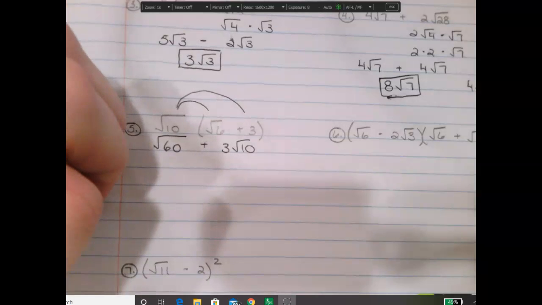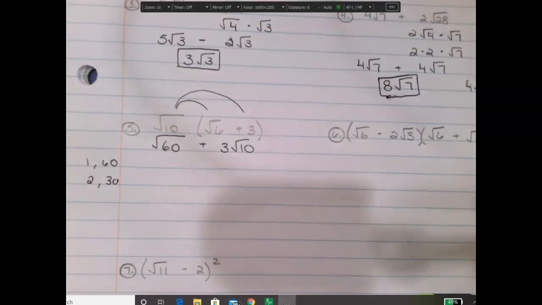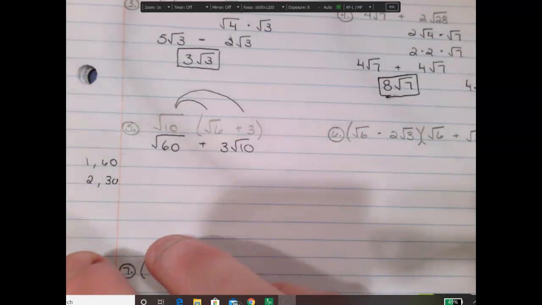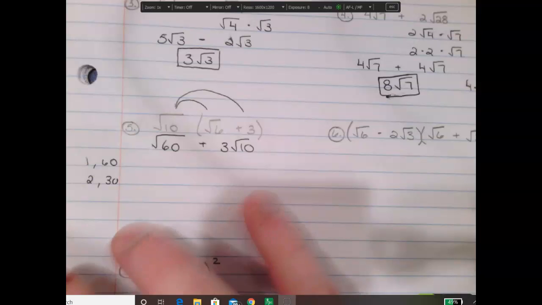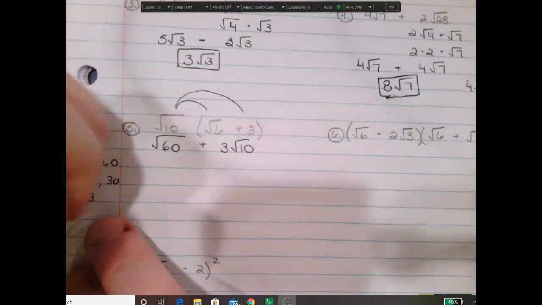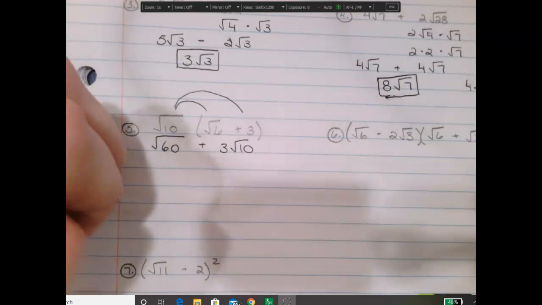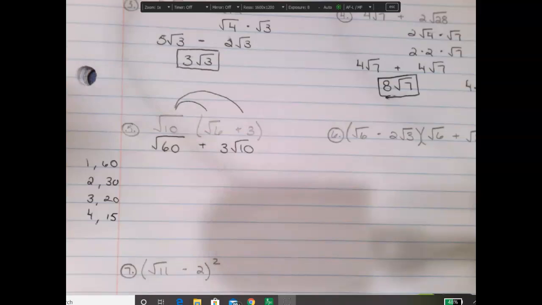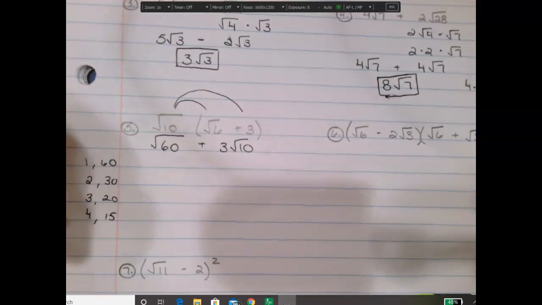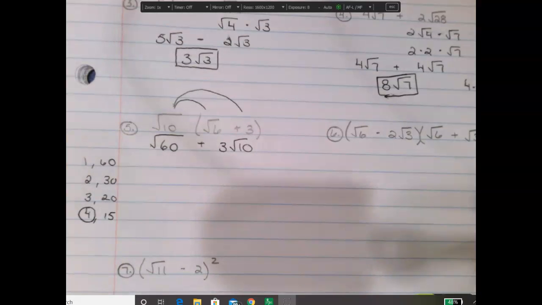We start going through them. My next set is going to be 2 and 30. Again, 2 factors, but neither are perfect squares, so it doesn't really help me out a whole lot. I can divide it by 3. 3 and 20. 20 is not a perfect square, so that really doesn't help me out much either. What about 4 and 15? Well, hey, 4 is a perfect square. So 4 and 15 are going to work.